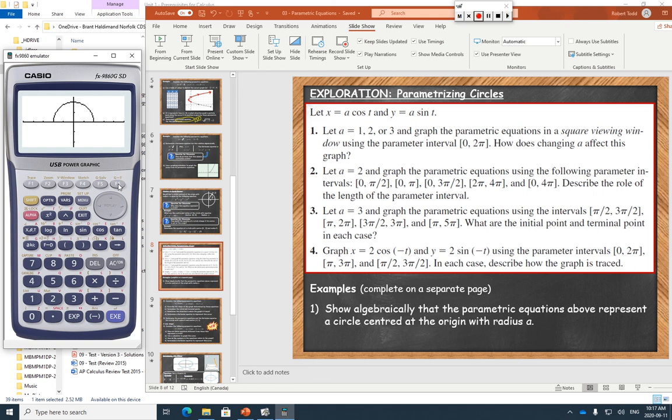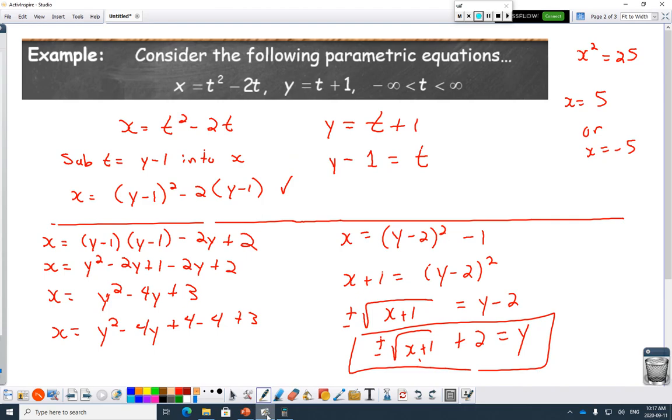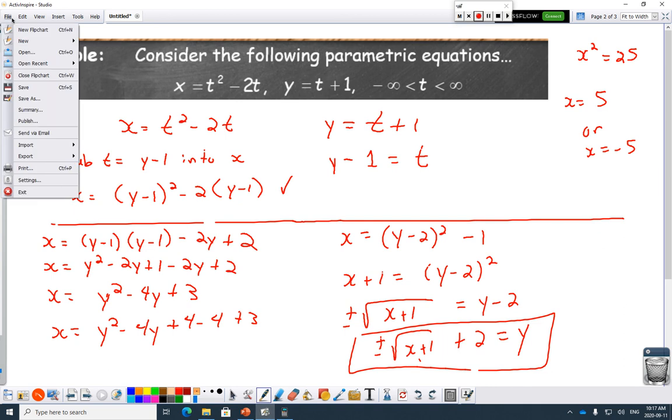All right. I'm going to go ahead and do some of these examples. Example: show algebraically that the parametric equations above represent a circle centered at the origin. What am I going to do? Okay. New page.